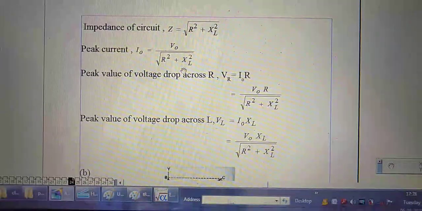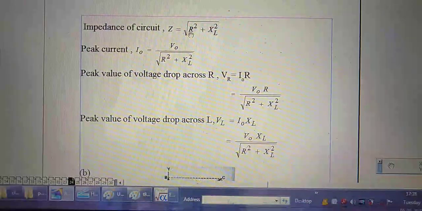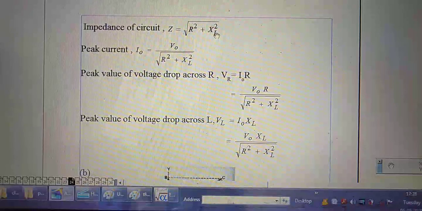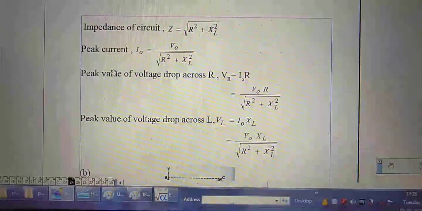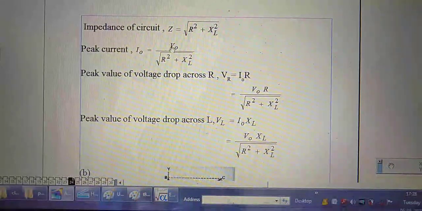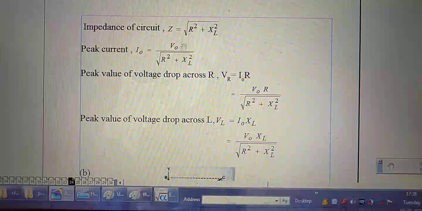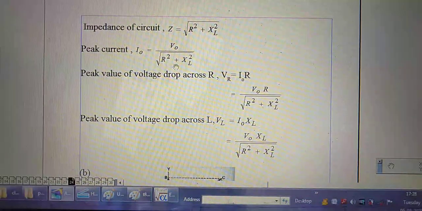First we have to find the impedance of the circuit. So Z equals root over R square plus XL square. Now we have to find the peak current to find the peak voltage. Peak current equals peak voltage divided by impedance, and the value of impedance is root over R square plus XL square.